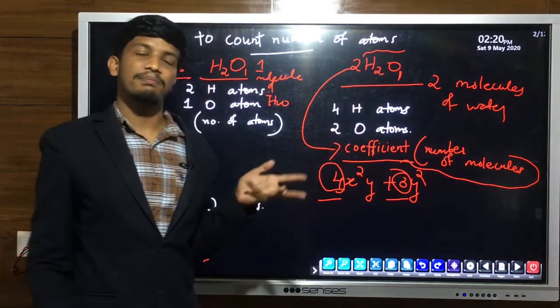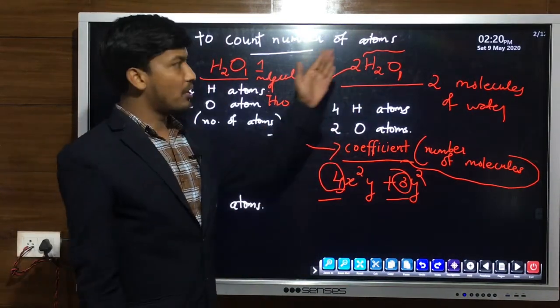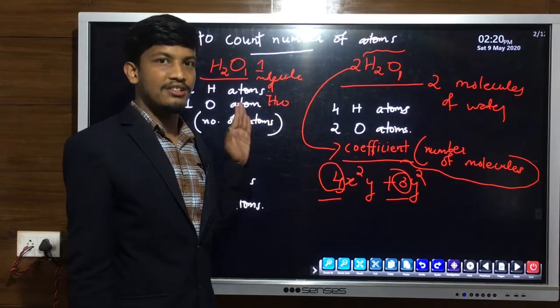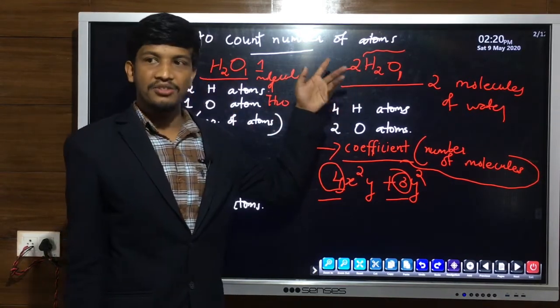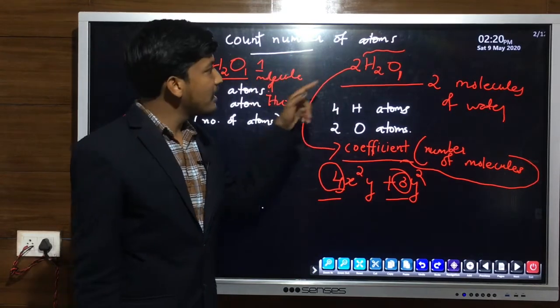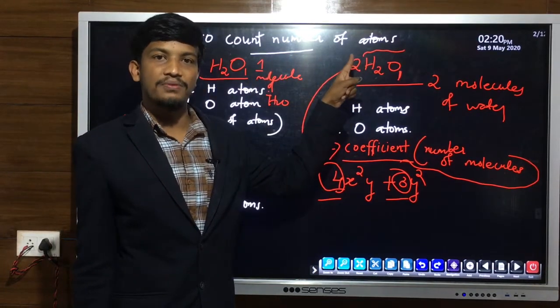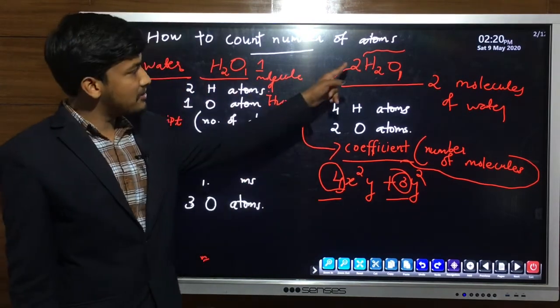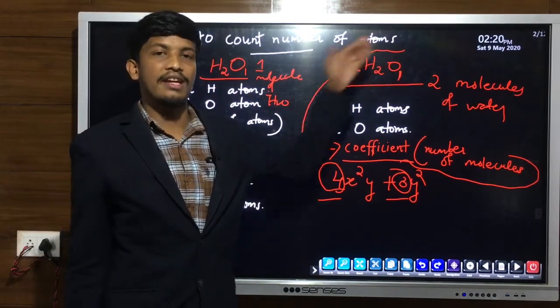That means if there is a coefficient in a chemical equation, when you count the number of atoms of any reactant or product, if there is a coefficient like 2, 3, 4 or any coefficient, you have to multiply the number of atoms of each element by the coefficient. So this coefficient will be common for all the atoms.